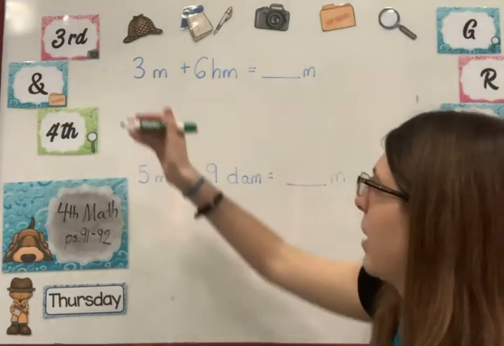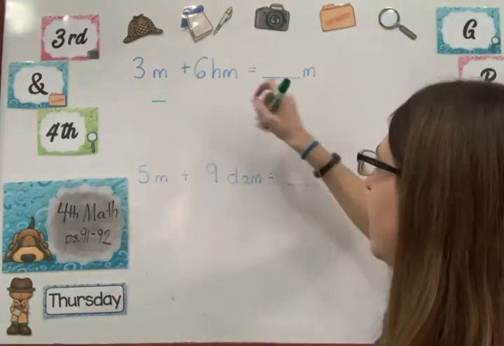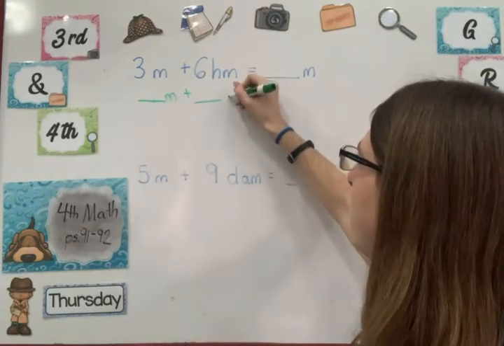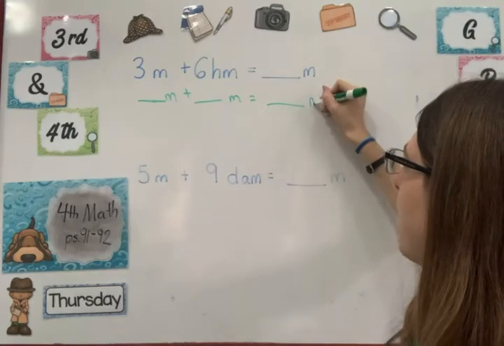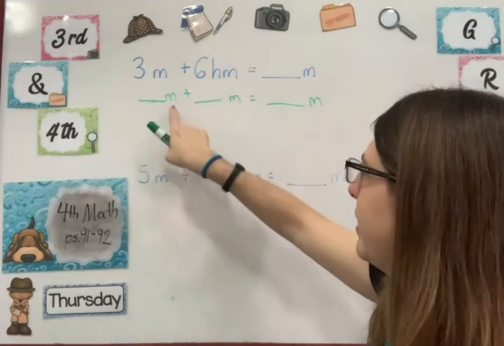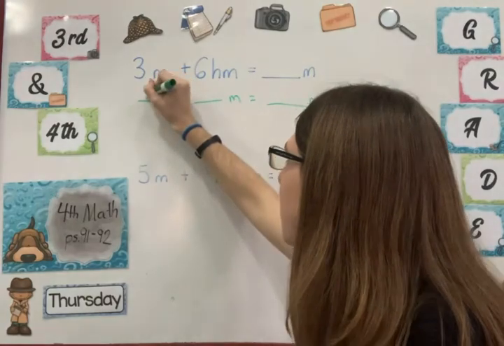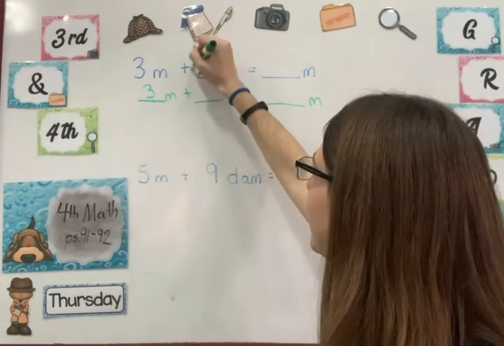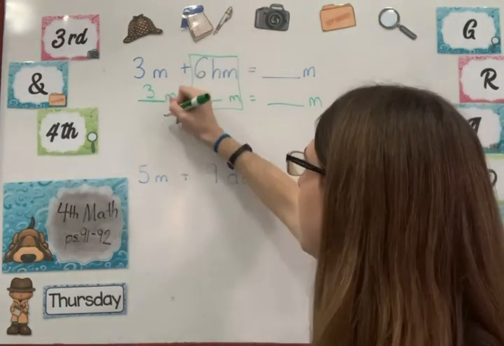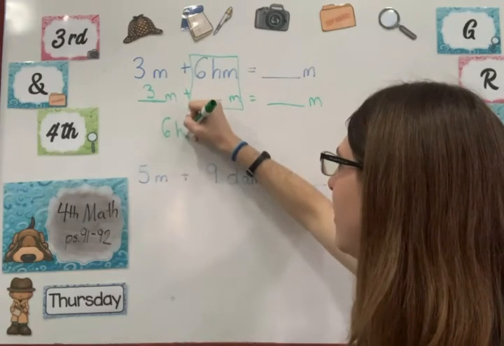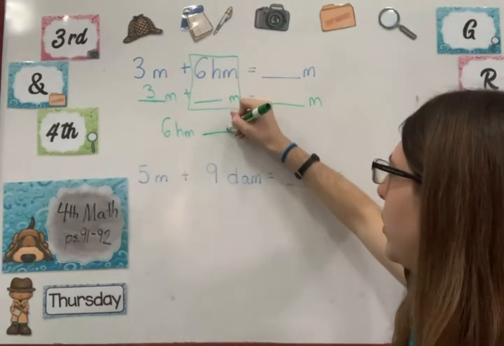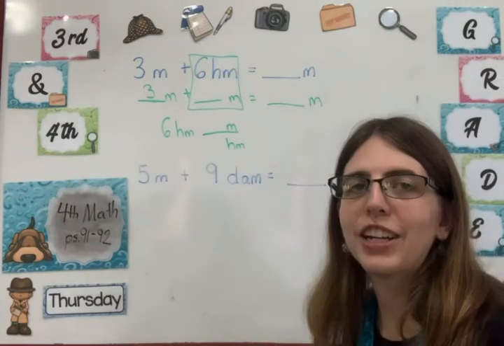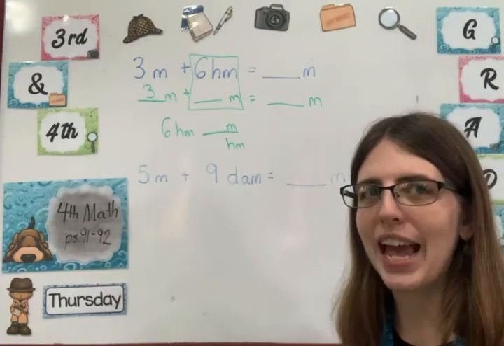So I know that I'm going to be looking for meters. So I want meters plus meters equals meters. These units match, so I don't need to change my number. But these units don't match, so I need to convert my 6 hectometers to meters. So I'm going to set up my conversion, 6 hectometers. I'm going to meters from hectometers. What is my conversion factor? How many meters are in a hectometer?